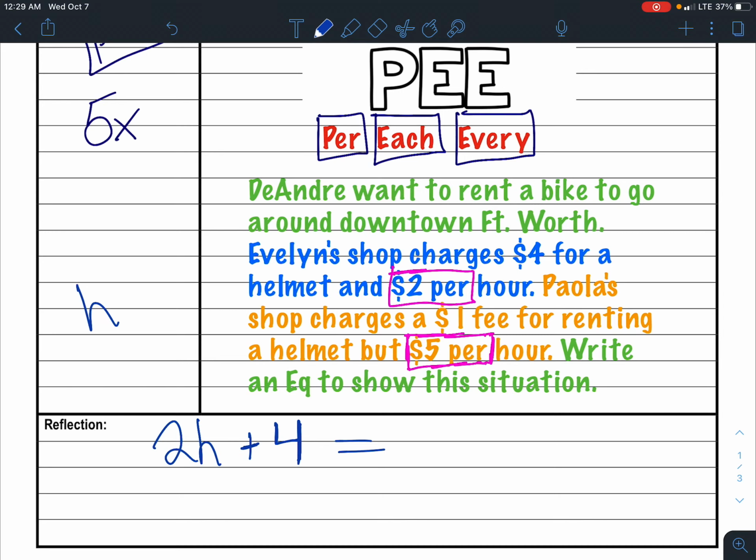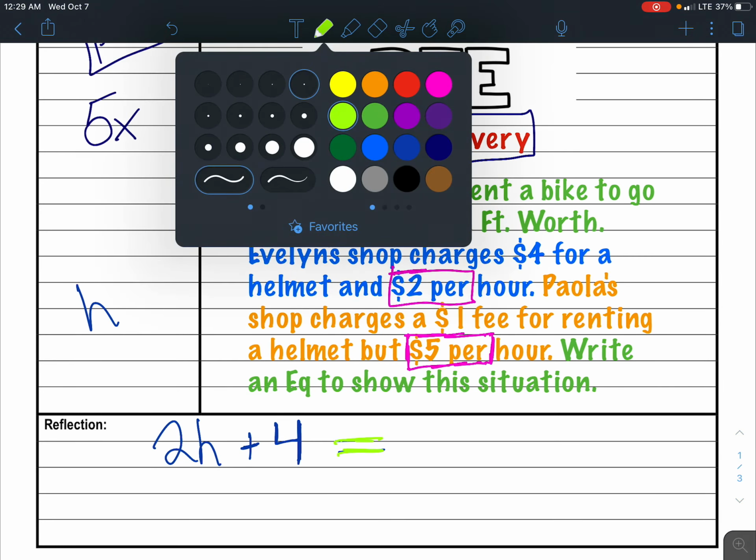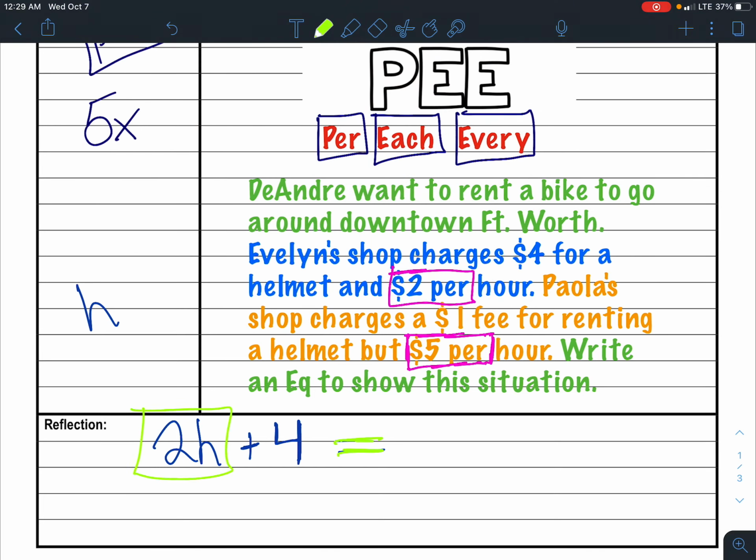Another way to remember that the per, each, and every gets the box, when we go to solve the equation, right, draw my line, box my variable. Well, when we go to box it, we are still going to box that side, right? We box our variable, we're boxing our per, each, and every. Now let's go to Paula's side. So Paula's shop charges a $1 fee, so notice that keyword there, one-time fee, for renting a helmet, but $5 per hour. So right there I see my per, each, or every. We've already boxed it.